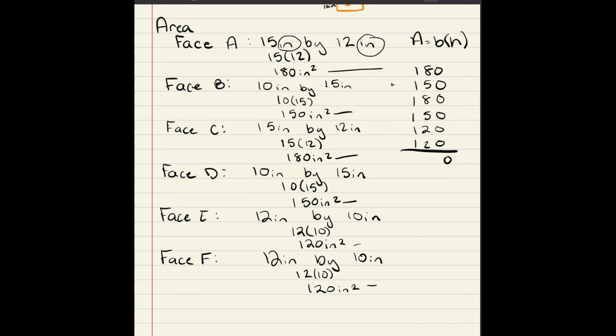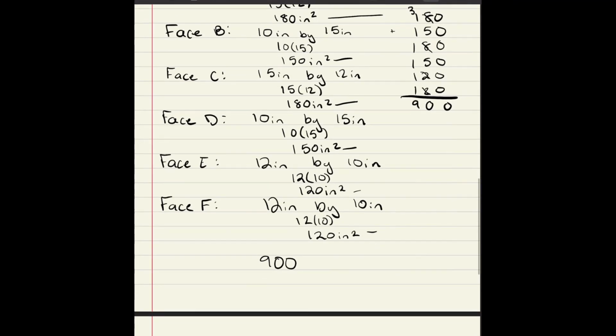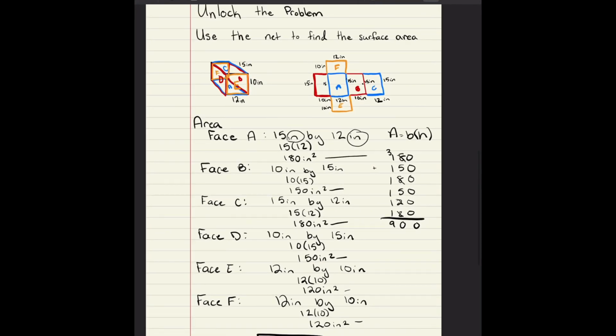So I have 8 plus 2, which gives me 10. Then 8 plus 2, which gives me 10. So I have 25, 30. So now I have 1, 2, 3, 4, 5, 6 plus 3 gives me 9. So I have 900 inches squared as my surface area, because I found the area of all the faces and added it.